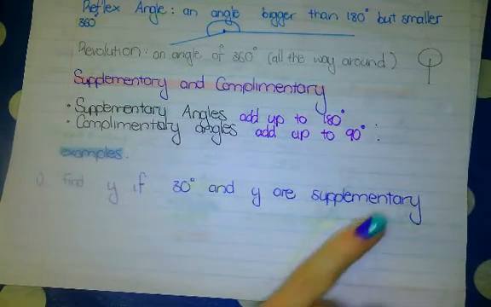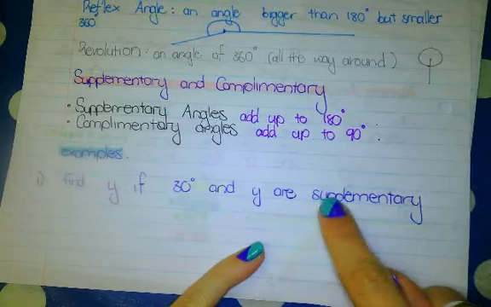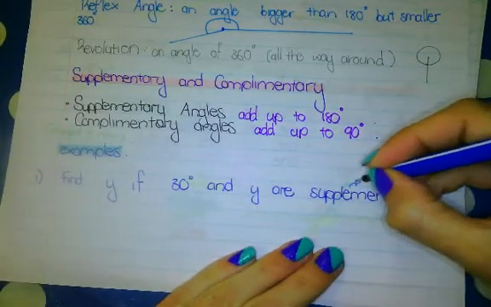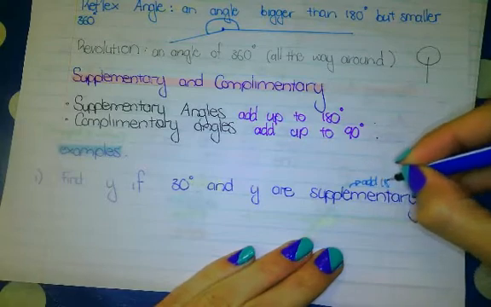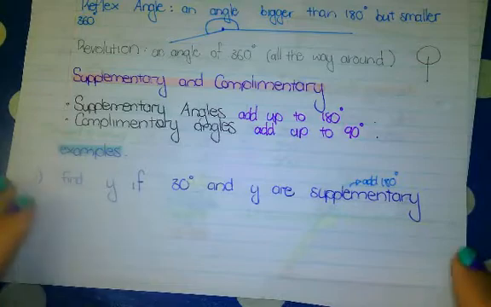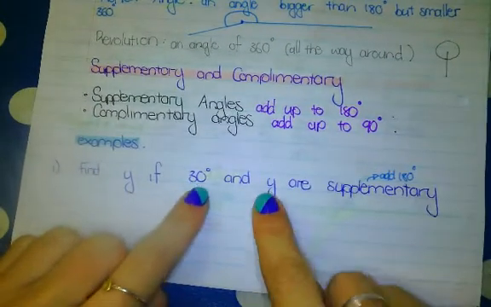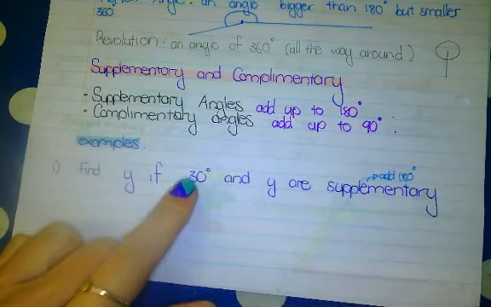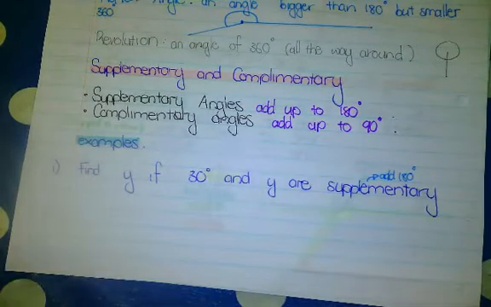Okay, so they've told us that these two angles are supplementary. That means they add up to 180 degrees, right? If angles are supplementary, it means they add up to 180 degrees. Now, to find y, if we know that 30 and y add up to 180, we're going to have to set up an equation.